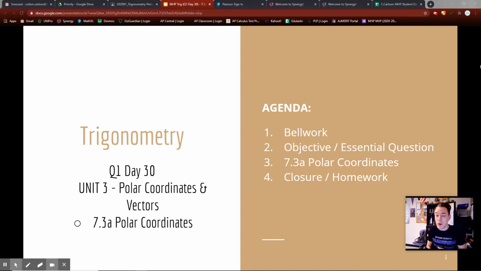Vectors are going to be next week primarily, and this week is just polar coordinates, polar equations. What are they? What do they look like? We're going to get into it.